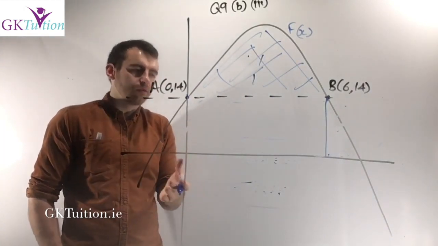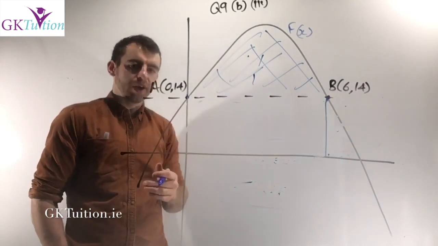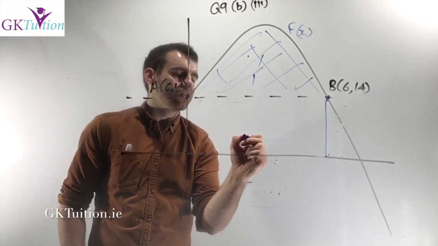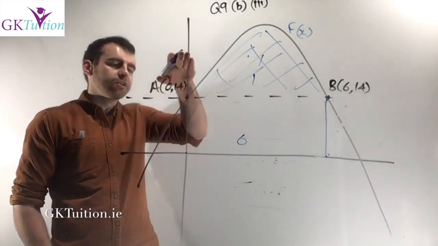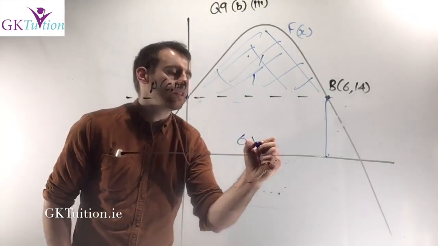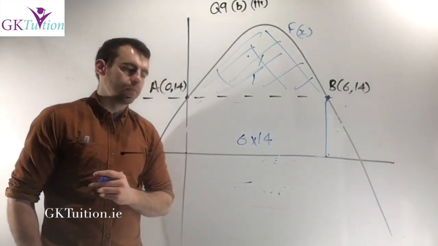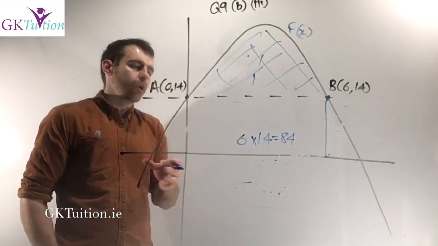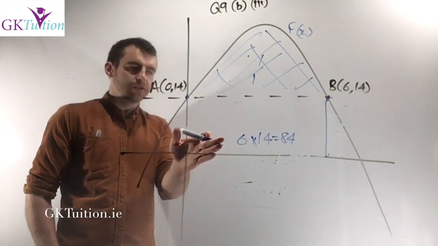Remember that to get the area of a rectangle it's simply length multiplied by width. The width in this case from 0 to 6 is just 6. And then the other dimension starts at 0 and goes up to 14, so the other dimension is just 14. 6 multiplied by 14 is 84 meters squared. So I know that this area is 84 meters squared.